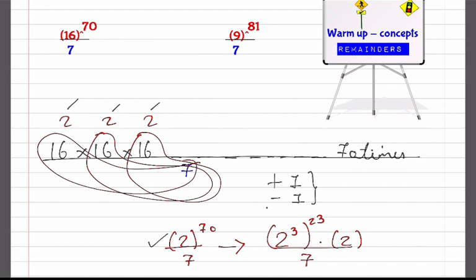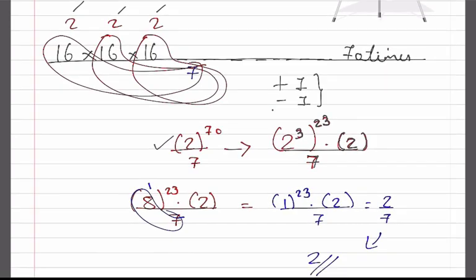Okay, so I write this as 2 to the power 3 to the power 23. 23 into 3 is what? 69. Okay, so I'm left with 1, 2, which will be here, divided by what? 7. So I come to this now. So this turns out to be 8 divided by 7. Okay, but 8 divided by 7, remainder is 1.